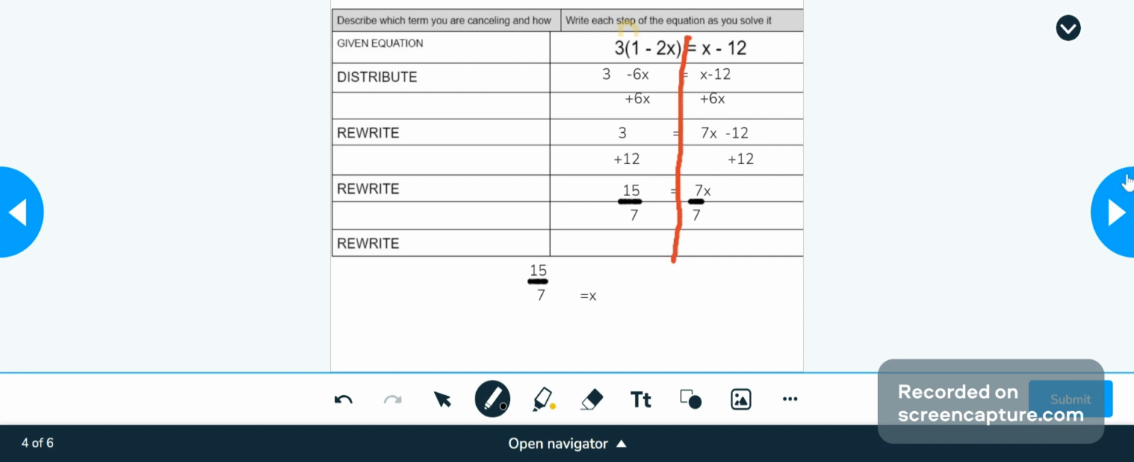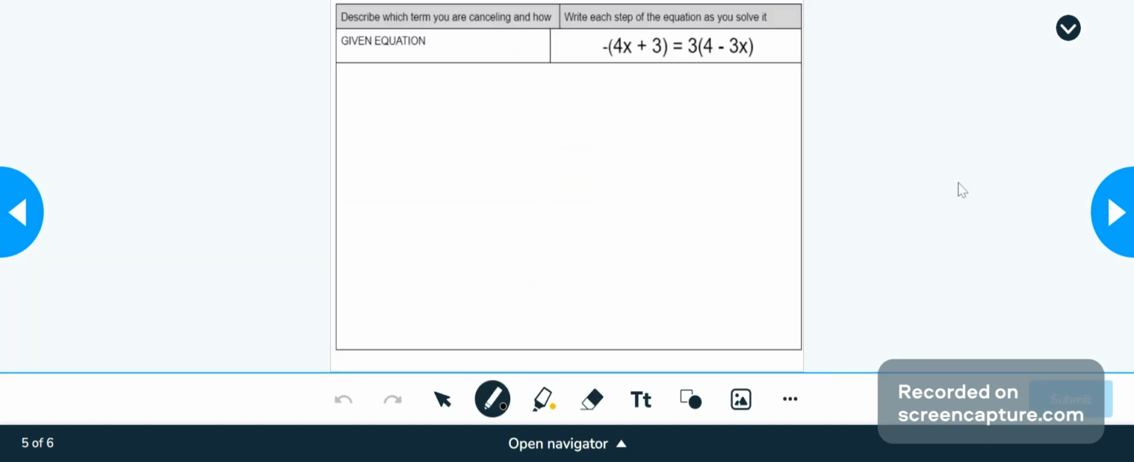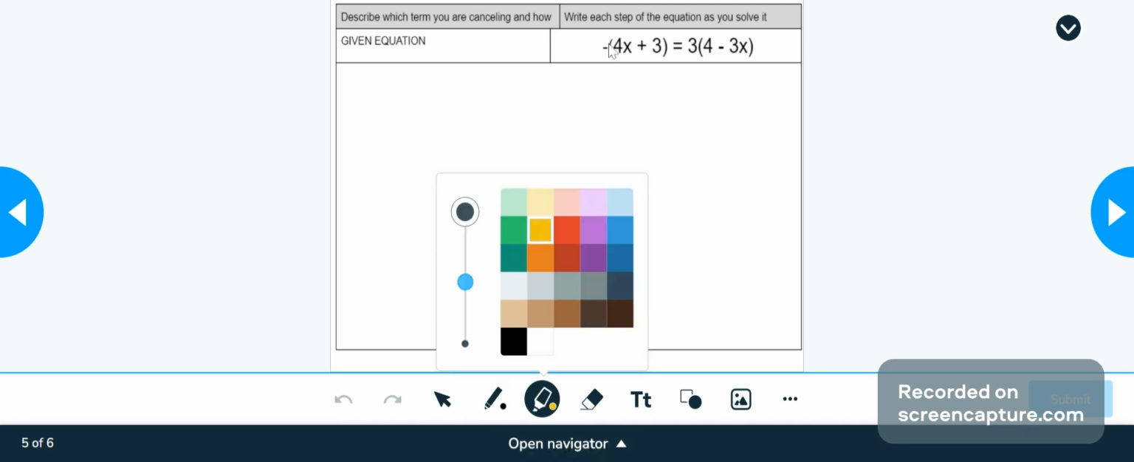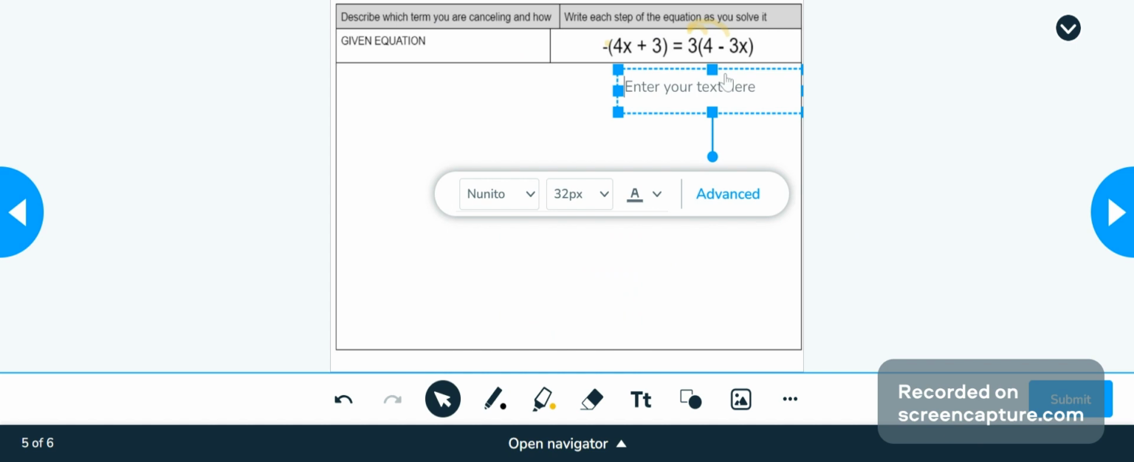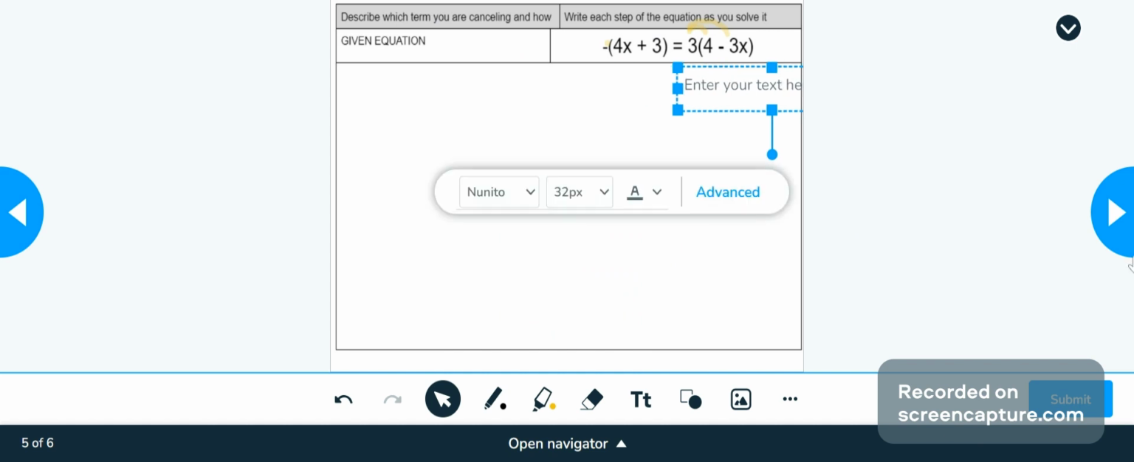All right. Next thing I want to talk about is that last one that's at the bottom of the page. That one requires distributing twice. Once on the left side, once on the right side. I take that 3, I multiply it by the 4, I multiply it by the negative 3. 3 times 4 is 12, and that negative 3 times the 3 from before is negative 9. So I get 12 minus 9x.